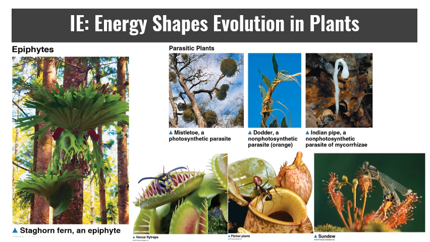Mistletoe is a photosynthetic parasite, so it still produces its own sugar, but it gets water and nutrients from the tree that it grows on. Dodder is a non-photosynthetic parasite, so it gets everything from the plant that it grows on. And then the Indian pipe is actually a non-photosynthetic parasite of the mycorrhizae, the symbiotic fungi that help plants grow. And so all of these things will be ways of harnessing that plant energy from something else, for something else, parasitic.